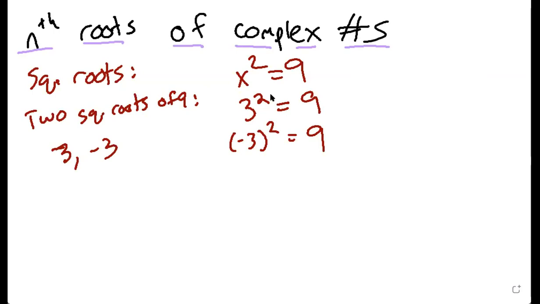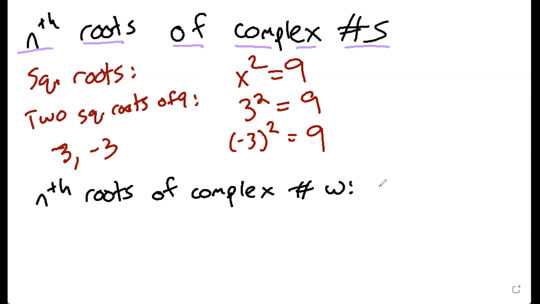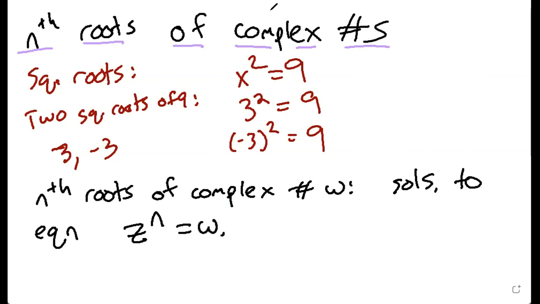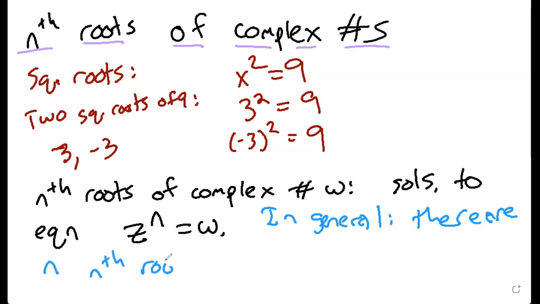So we could think about not just square roots, but we could think about cube roots, or fourth roots or fifth roots. And so in general, we want to think about the nth roots of a complex number W are numbers, let me maybe say solutions, to the equation z to the n is equal to W. And in general, there are nth roots of a complex number.